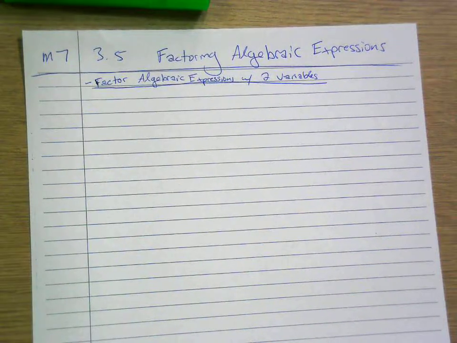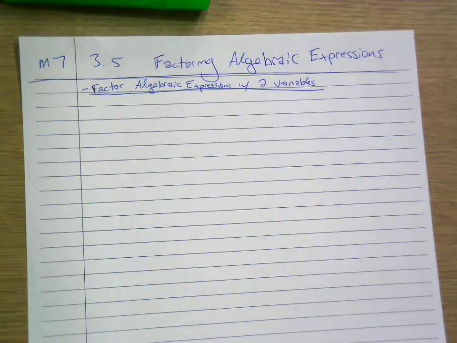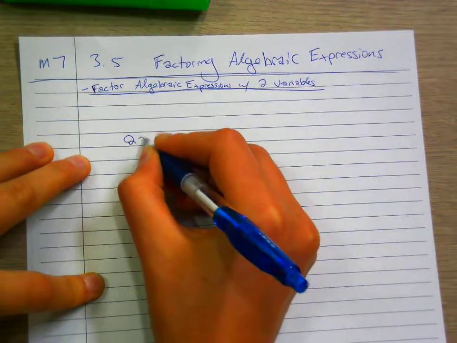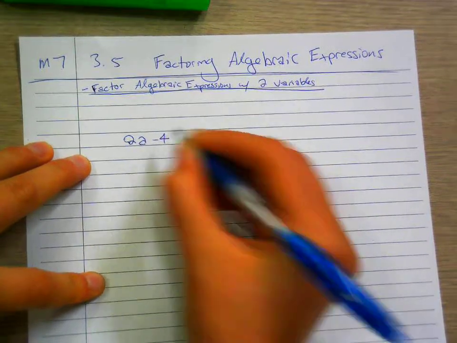This is Math 7, Section 3.5, Factoring Algebraic Expressions. So far, we've learned to factor simple things using the method of factoring. So we're going to try that with the bar model. Let's represent 2a minus 4.